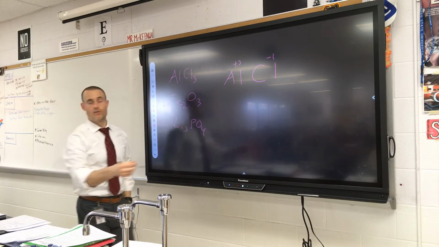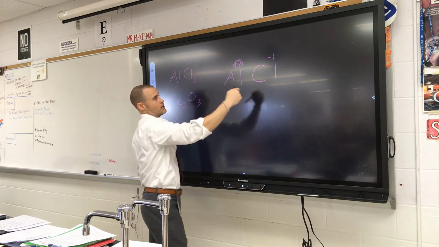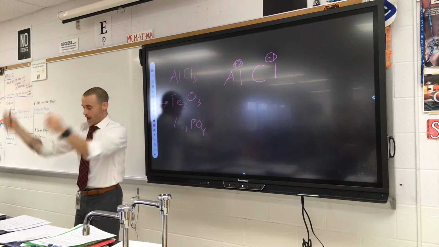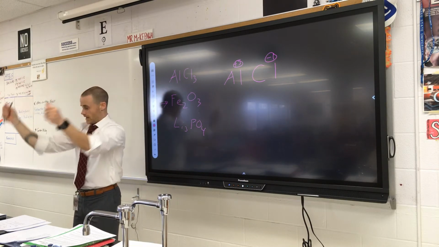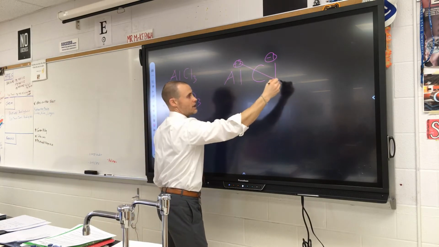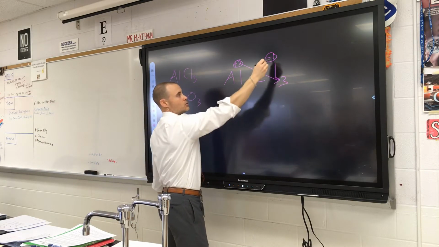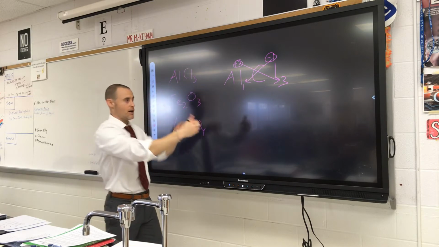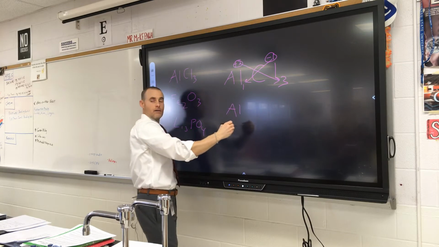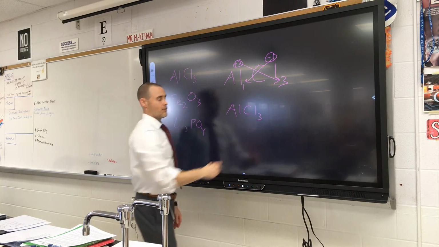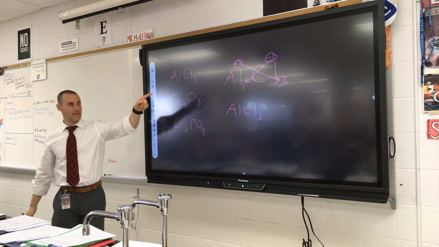What that means is you take this charge and that charge, imagine you can grab them and drag them down. So you literally make an X, or a crisscross I call it. So this 3 goes here, this 1 goes here. And then when I erase all that and rewrite it, it's Al1. We don't write 1s. You can, but we just don't. Cl3.